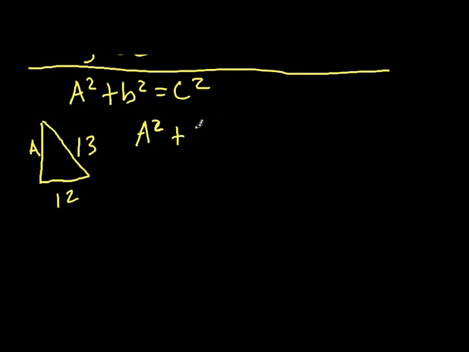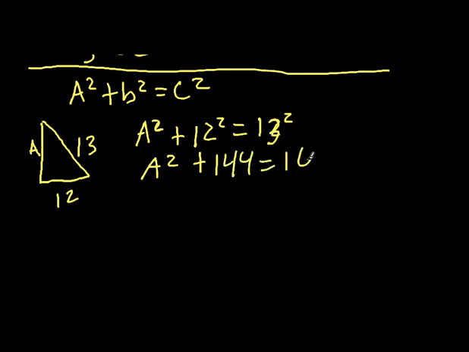B squared is 12 squared, and C squared is 13 squared. So A squared plus 144 is equal to 169. Now basic algebra tells us to subtract 144 from both sides, because we're solving for the variable A.